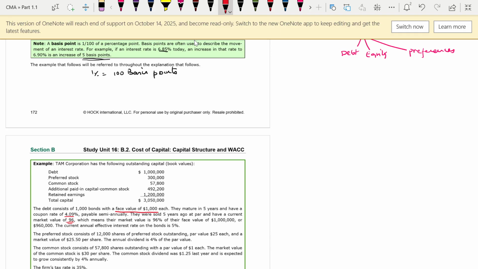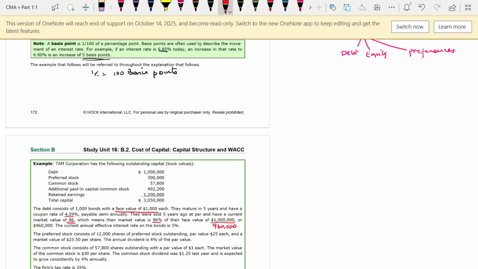Current value is 96. 1,000 bonds. Okay, 1,000 bonds of 1,000 each. Now what is the market value? Current market value of 96, which means 96% of 1,000. Now, if you take 96%, how much will it become? It will become 960,000.